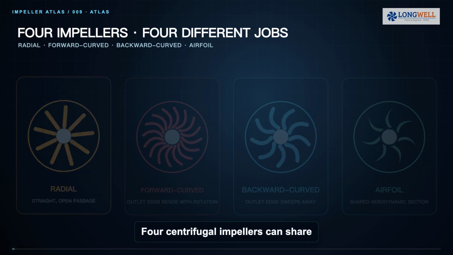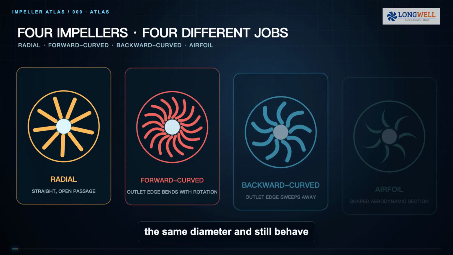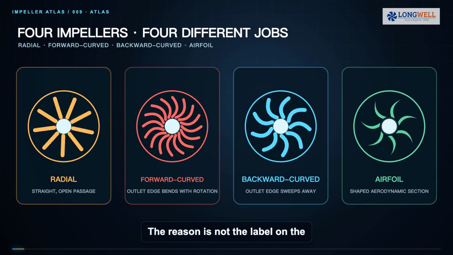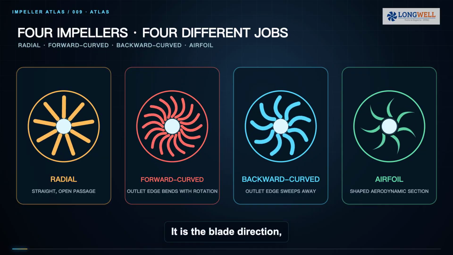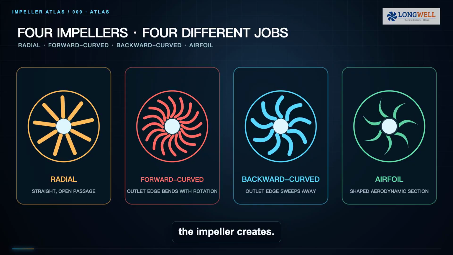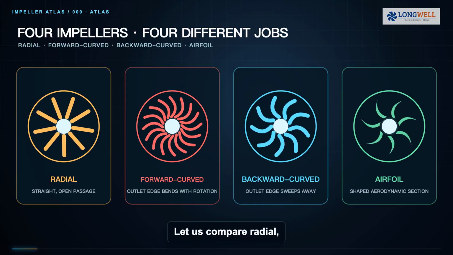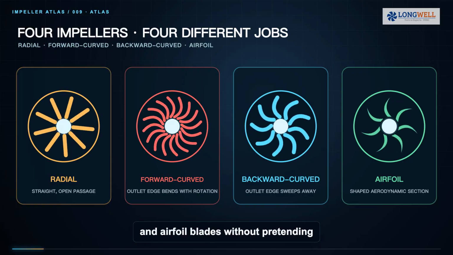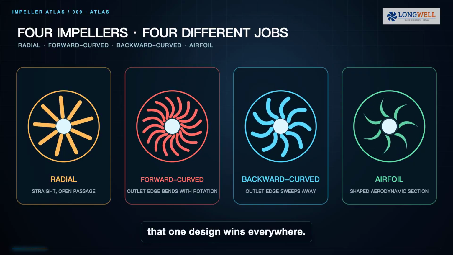Centrifugal impellers can share the same diameter and still behave very differently. The reason is not the label on the motor. It is the blade direction, passage shape, and exit velocity that the impeller creates. Let us compare radial, forward curved, backward curved, and airfoil blades without pretending that one design wins everywhere.